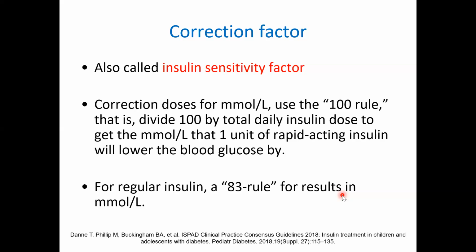So that means when the blood glucose is out of target, if it's between 11 to 15, we need to give 1 extra unit of insulin. If it's between 16 to 20, we need to give 2 extra units of insulin. If it's 21 to 25, we need to give 3 extra units of insulin. I hope that's clear.